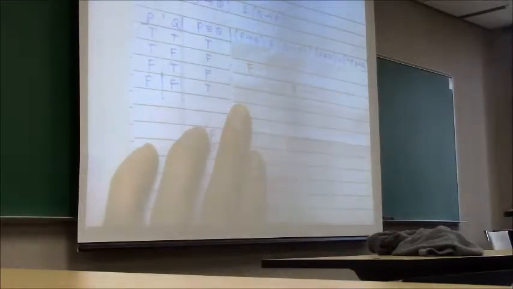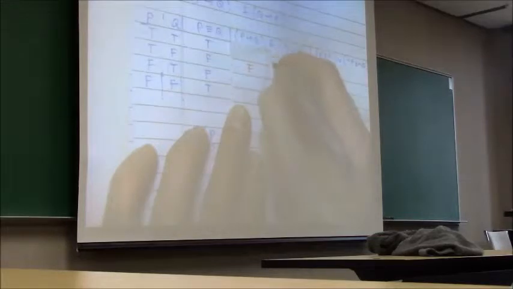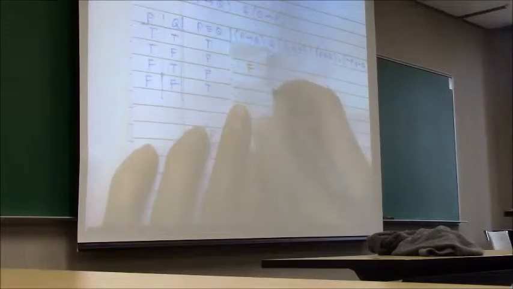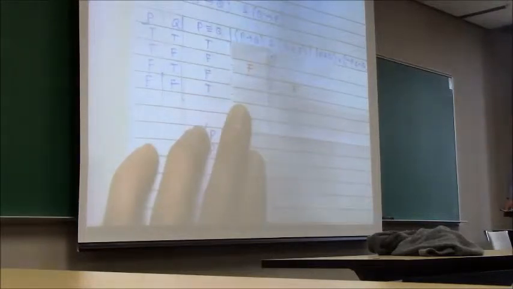Now, the rest of the time it's going to be true and true, which is true. It's going to be false and true, which is false. It's going to be true and false, which is false. And then it's going to be true and true, which is true. Hey, that's the truth table for biconditional.